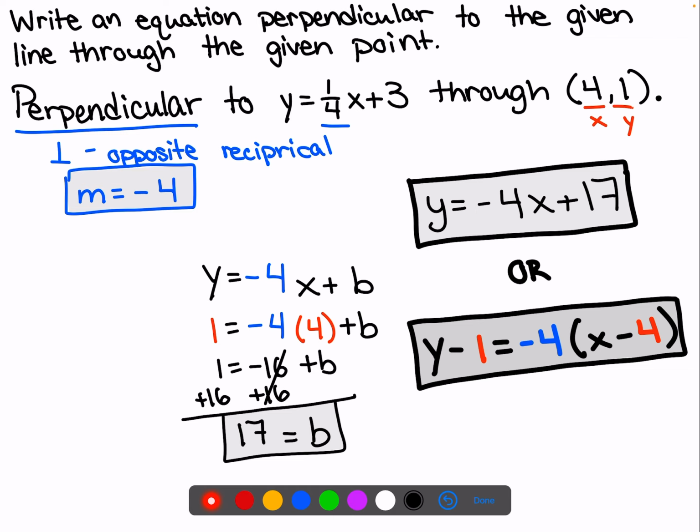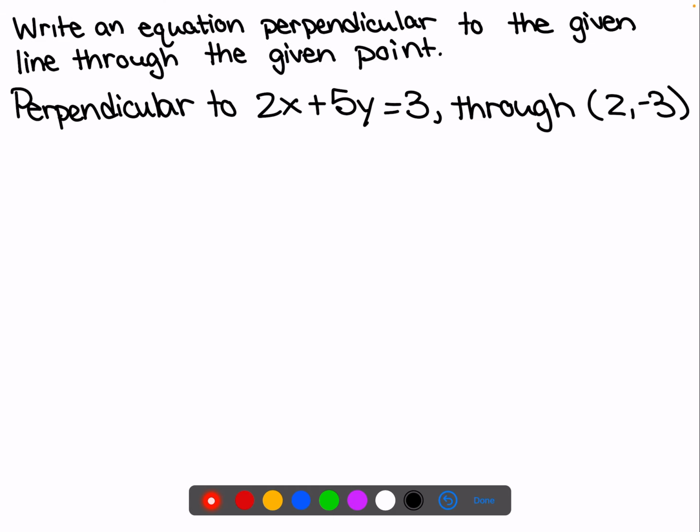All right, we have another one coming up. Next up, we want a line that is perpendicular to 2x plus 5y equals 3, an equation in standard form, and it's going through the point (2, -3). So go ahead and pause the video and try this one out, get as far as you can, and then we'll go from there.